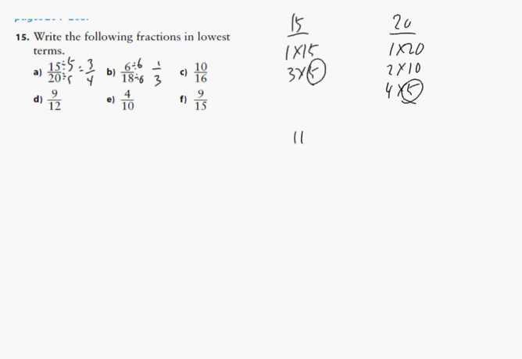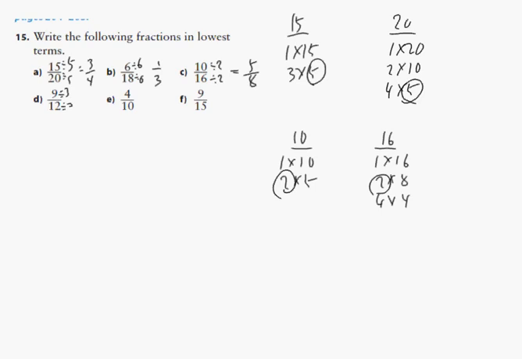Now 10 and 16 is a little tricky. Let's just check it out. 10 and 16, 1 times 10, 2 times 5, 1 times 16, 2 times 8, and 4 times 4. The greatest common factor they have is the number 2. So when I reduce it by that factor, I have lowest terms, which is 5/8. 9 and 12, I know both of them are divisible by 3. I don't know if it's the greatest common factor, but it certainly is a common factor. And when I reduce that to lowest terms, I get 3/4, which is lowest terms, so I'm done. Both 4 and 10, the greatest common factor they share is 2. So I end up having 2/5 as my answer.